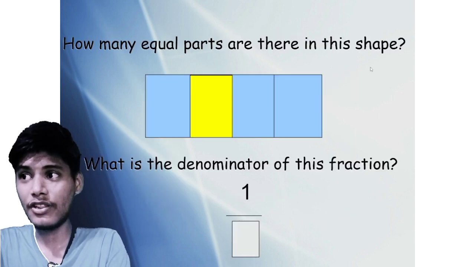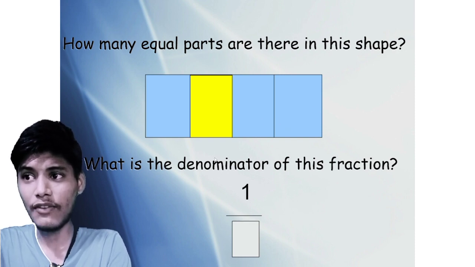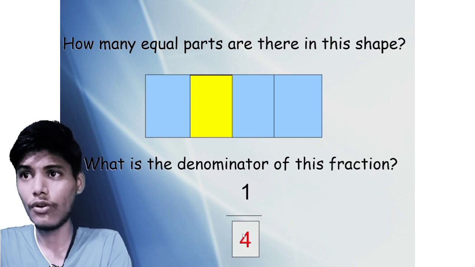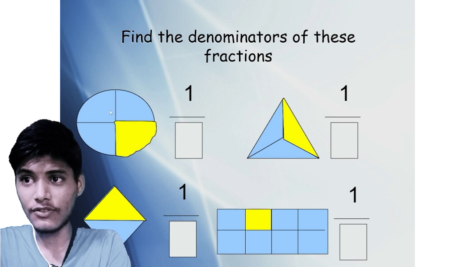How many equal parts are there in this shape? There are a total of 4 parts: 1, 2, 3 and 4. And what is the 1? This is the numerator, which is the colored part. What is the denominator? The answer is 4. Now find the denominator of these fractions. There are 4 parts, 1, 2, 3 and 4, so the answer will be 4.